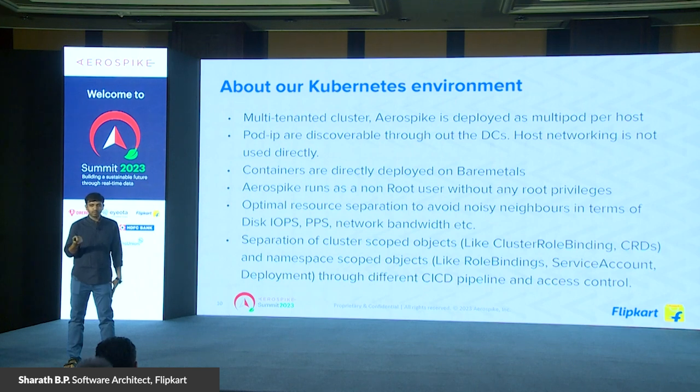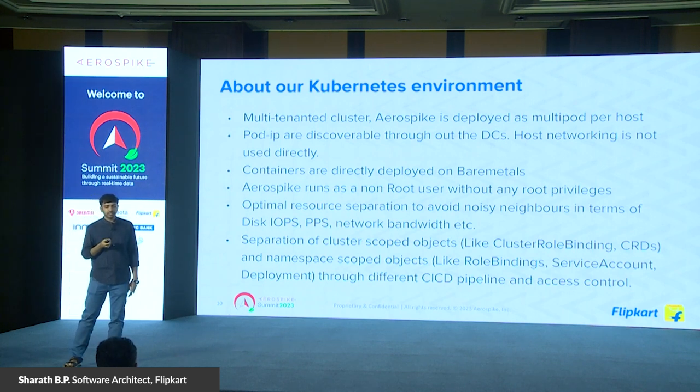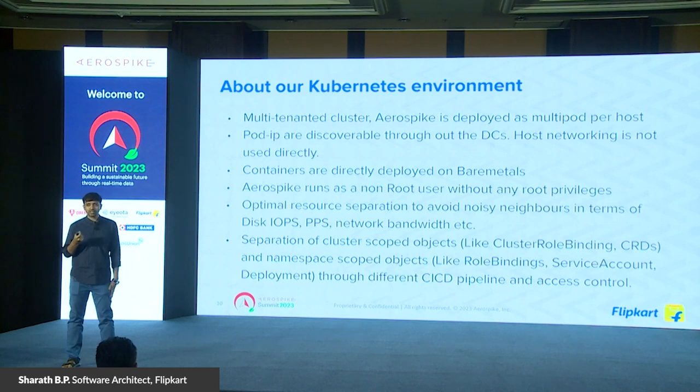There's something called multi-pod per host. It's a flag that is provided in the operator, and that's something we enable. Pod IPs are also discoverable throughout the DC. We don't use any host networking for inter-pod communication. Another optimization we did is, as I said, virtualization adds some overhead and also a performance penalty. So we set up this infra in such a way that the Kubernetes containers are deployed directly on the bare metal. There is no virtualization here.